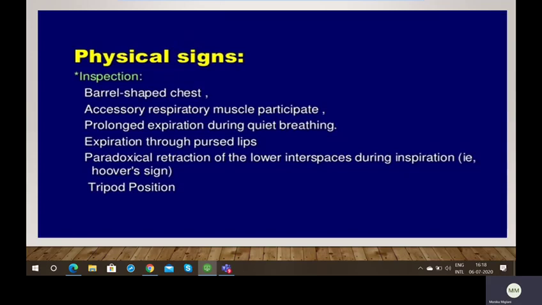Physical signs in the chest: you can find a barrel shaped chest and accessory respiratory muscle participation. You can see that from the patients on inspection. Prolonged expiration during quiet breathing, expiration through pursed lips, paradoxical retraction of lower interspaces during inspiration, hover sign and tripod position.